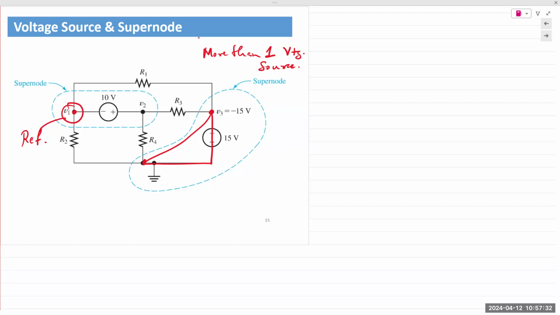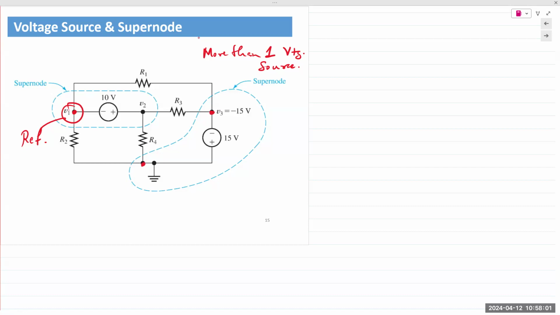So it sounds like some fantastical concept, but again, as I said, it's like voltage and current division. It's simply a shortcut. All you're doing is shorting out the voltage source, combining both nodes together to form one big node, and writing a KCL expression around that node. The logical explanation for this is very simple. You're applying KCL at both ends of that voltage source.